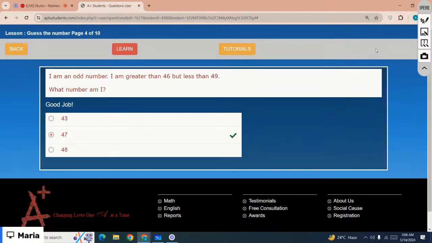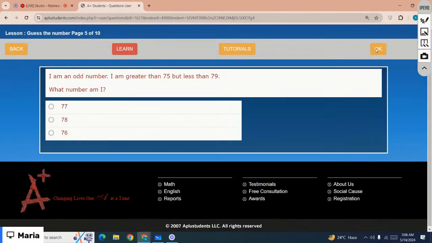Okay, the next one is I am an odd number. I'm greater than 75 but less than 79. Which is the correct option?